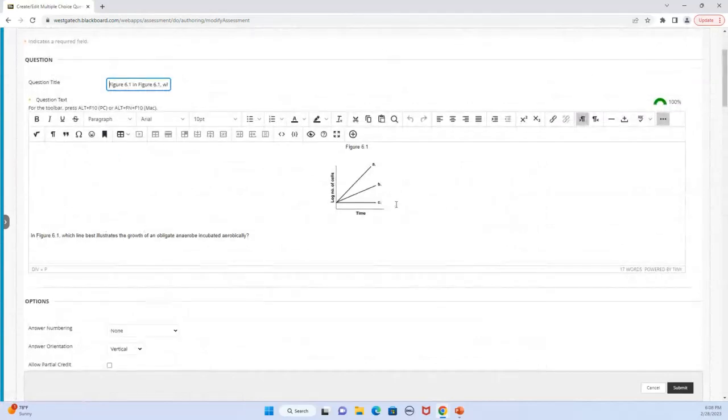All right, so in figure 6.1, which best illustrates the growth of an obligate anaerobe incubated aerobically? All right, so which one of those lines, A, B, or C? So if I put an obligate anaerobe in an anaerobic environment, which one of those lines is going to represent their growth curve?